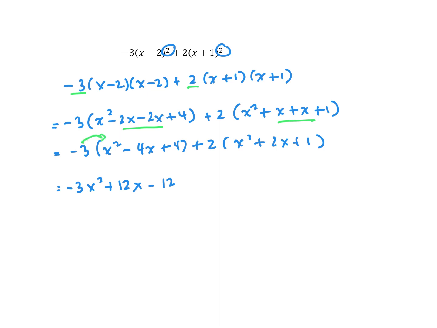So this bracket gets multiplied by negative 3. This bracket gets multiplied by 2. So 2 times x squared, 2 times 2x, and 2 times 1. Now we're going to collect like terms. So brackets are all gone. Collect like terms. So we've got negative 3x squared plus 2x squared are like terms. We've got 12x plus 4x are like terms. And we have negative 12, plus 2. So that's negative 10. And then we are done.